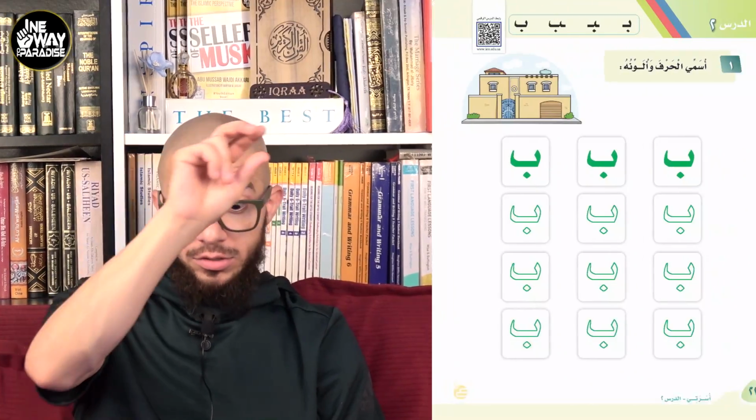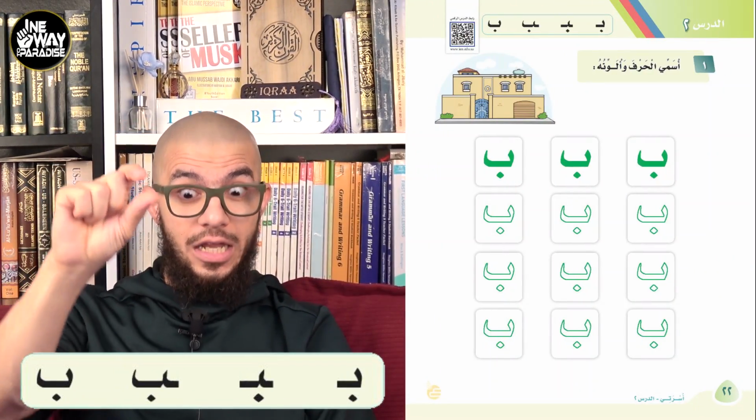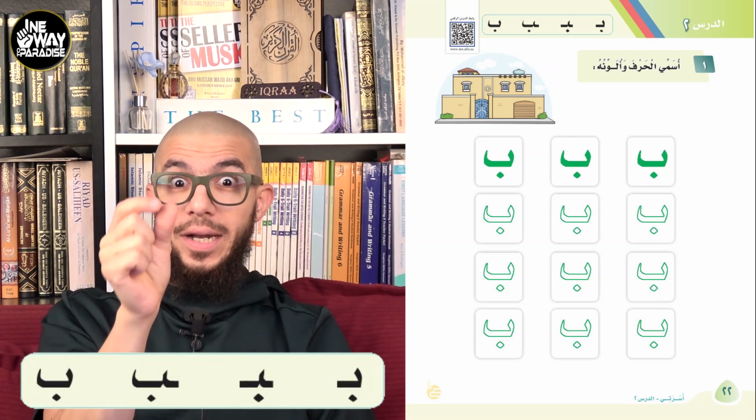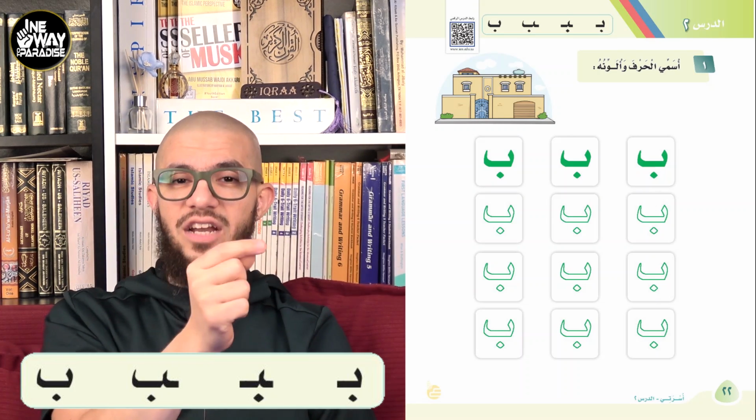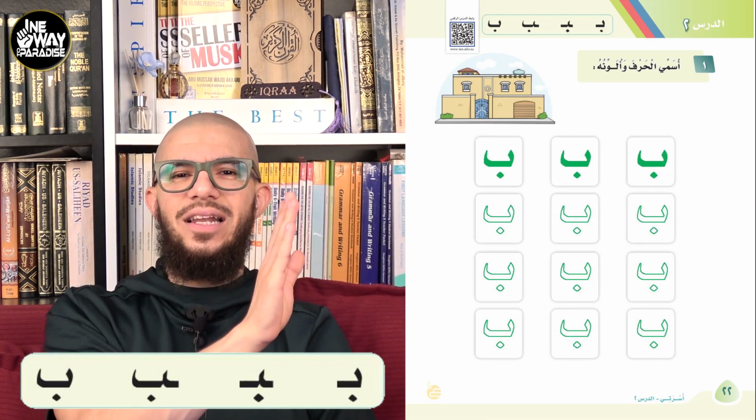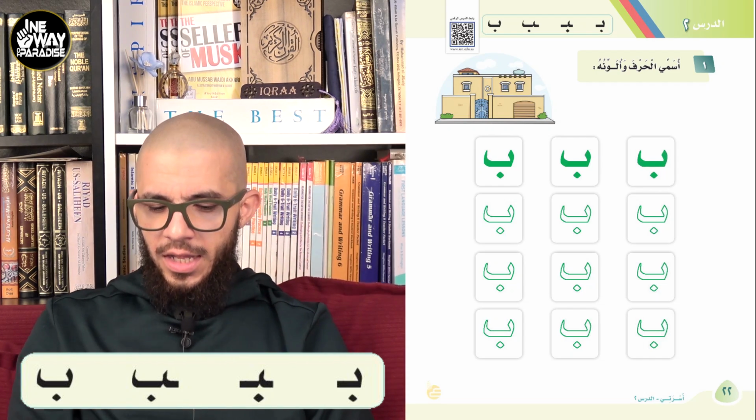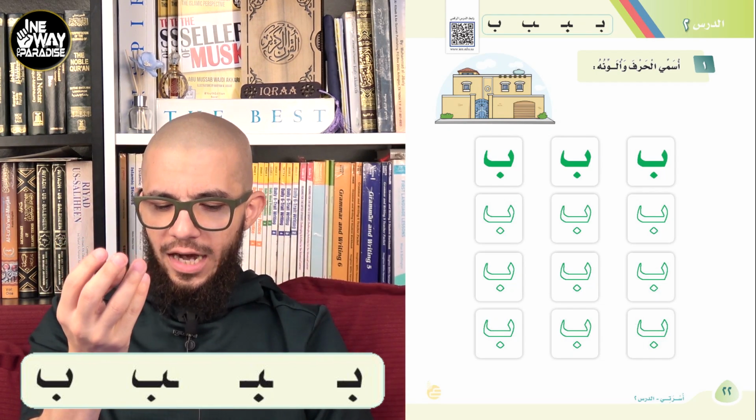Ba usammi al-harfa wa ulawwinuhu. This is the second session of lughati, my language. So we're gonna learn harful ba, and you can see on top when it comes in the beginning of a word, in the middle of a word, at the end of a word, and when it comes standalone by itself. So I will name the harf, the letter, and I will color it.